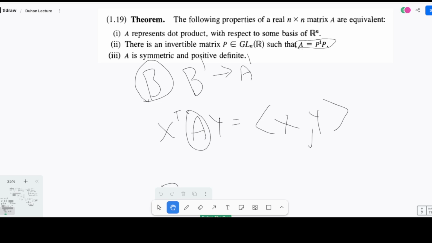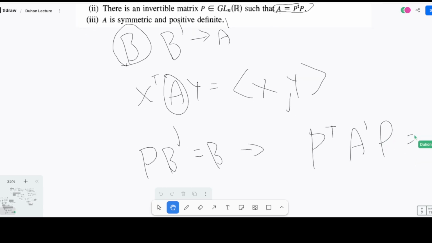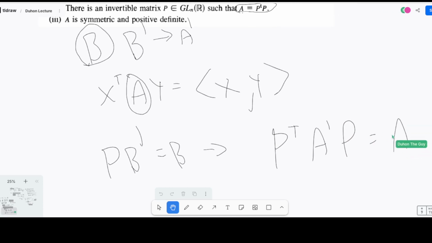If we have that P B line is going to be equal to B, then we're going to have that P T A P is going to be equal to A. That's just how we defined changing the basis of the matrix, of the dot product matrix up there.